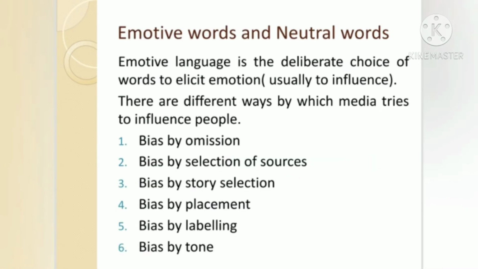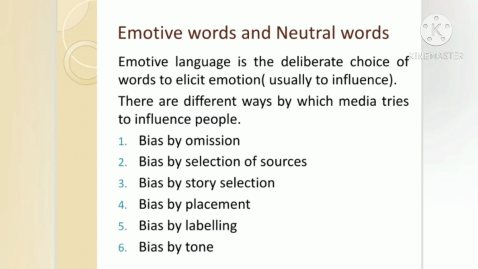And the next topic, emotive words and neutral words. Emotive language is the deliberate choice of words to elicit emotion. So, emotive language is the deliberate or voluntary choice of words to induce emotion. That is usually to influence. And there are different ways by which media tries to influence people. It is by bias by omission, bias by selection of sources, bias by story selection, bias by placement, bias by labeling, and bias by tone.